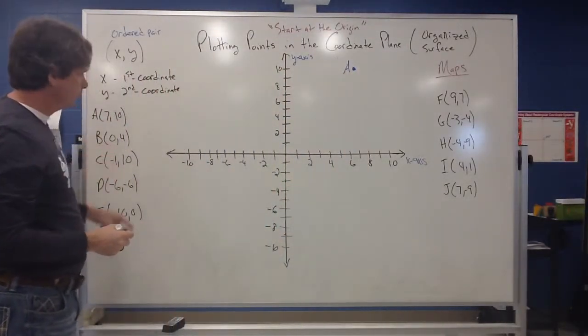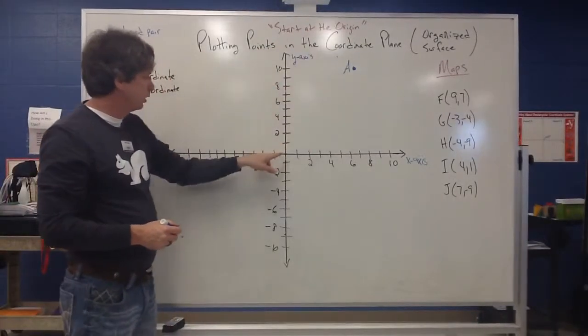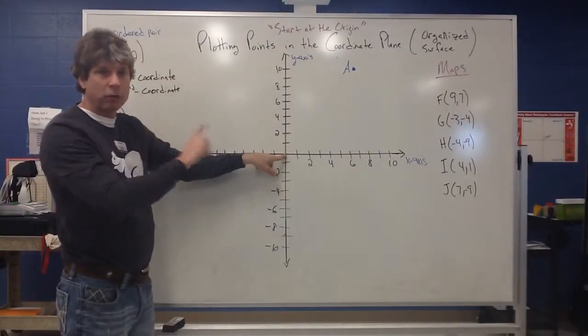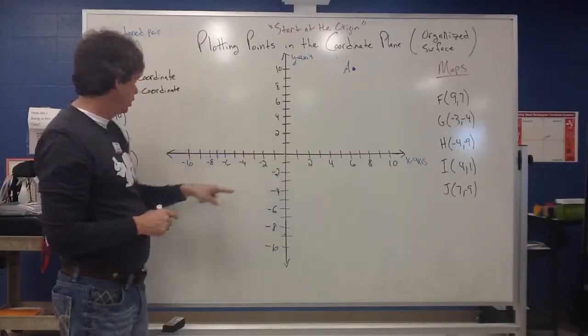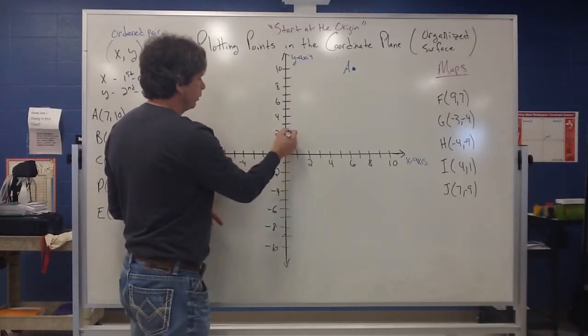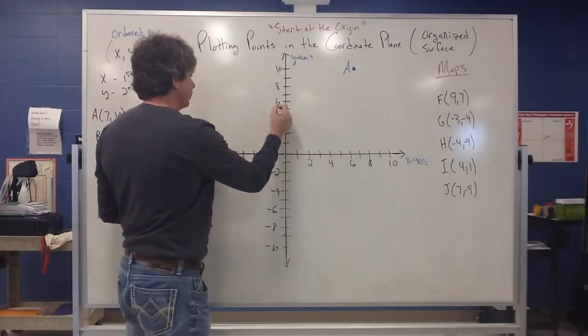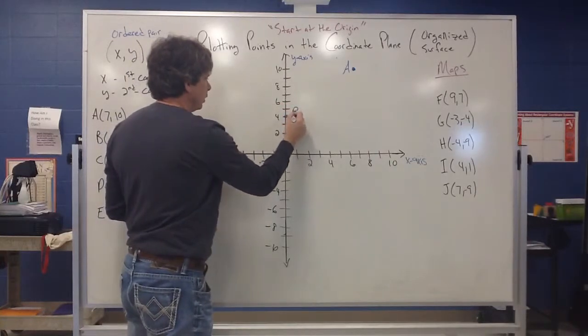Point B is 0, 4. So notice the first number is 0. So again, we're going to start at the origin. 0 just means don't move left or right, so you're staying right there. My next movement is a 4, which tells me to move up 4. So 1, 2, 3, 4. So 0, 4 would be right there. And that's going to denote point B. So point B is going to be at that spot.